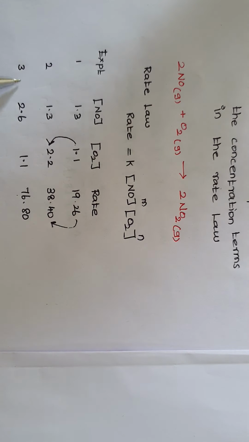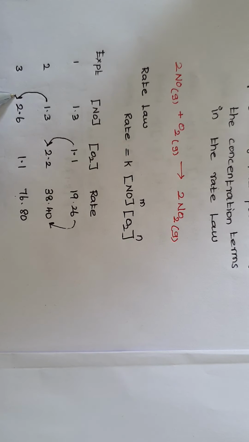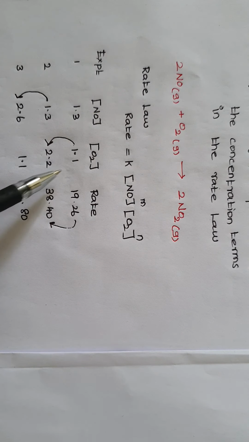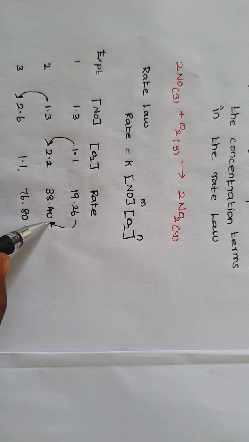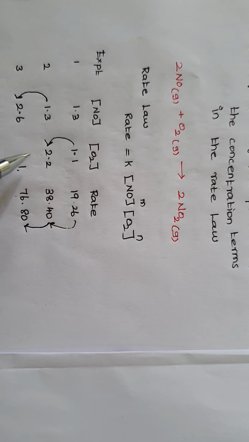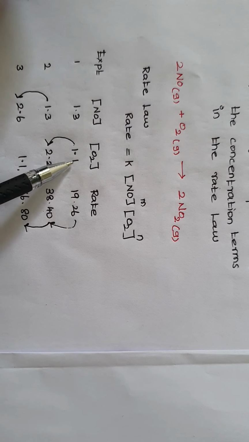38.40. In the third case, the concentration of NO increases from 1.3 to 2.6, but the O2 concentration is the same as in the first case, 1.1. So here also the rate of the reaction increases from 38.40 to 76.80. So from this data we can understand one thing: as concentration increases, the rate of the reaction also increases. Rate means speed.